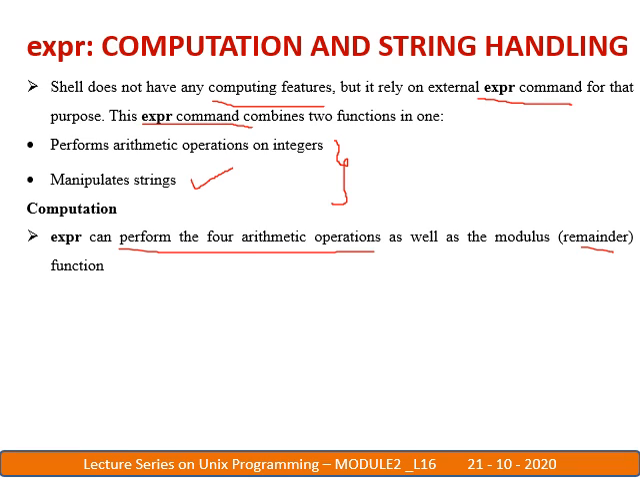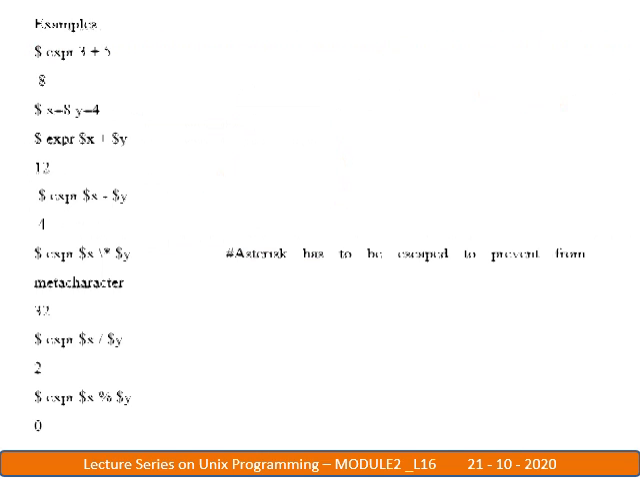Already you know these are some arithmetic operators. Now let us first understand this with an example using expr with all these options. If you want to compute an addition like expr 3 plus 5, it is going to show us 8. Then x is equal to 8, y is equal to 4, expr $x plus $y is equal to 12, and then $x minus $y is equal to 4, and then the multiplication operator. The asterisk has to be escaped to prevent it from being treated as a meta character, which is going to show us the value 32.